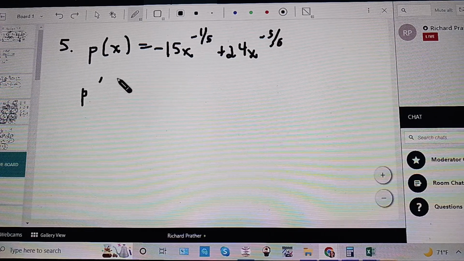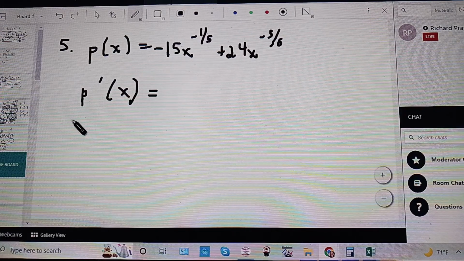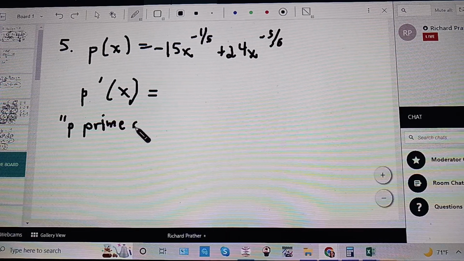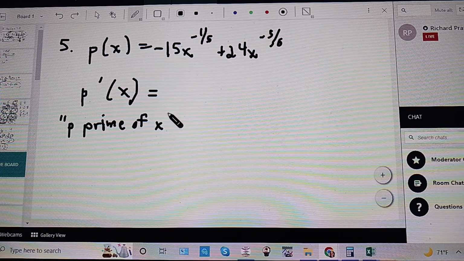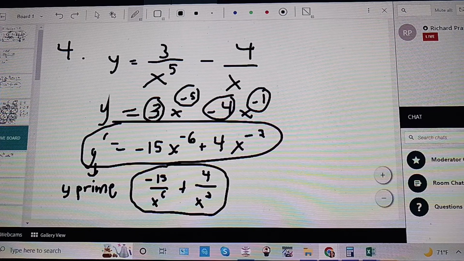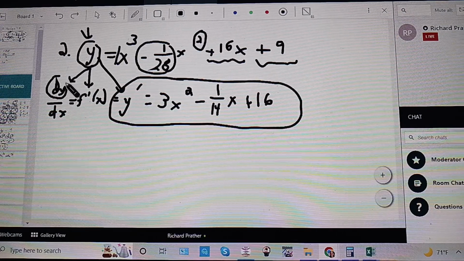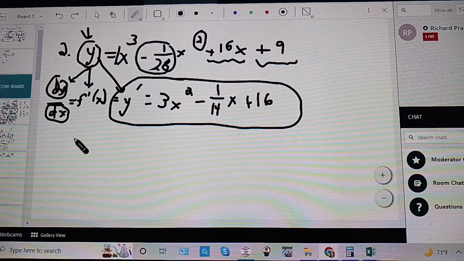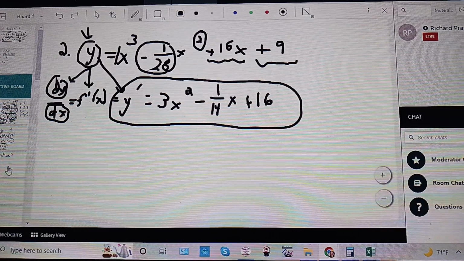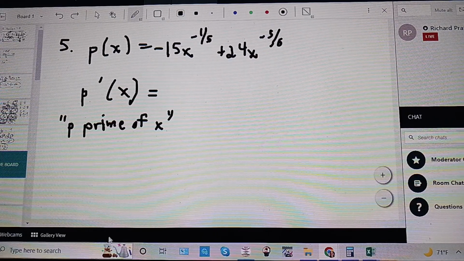So p prime of x, that's why you read that out loud too, I should mention that. P prime, that little apostrophe is read, prime. P prime of x is a way to read that out loud. Or you just say, for this one, you just say y prime. And this, you just say dy over dx, just like it looks. Dy over dx. Which really means the derivative of y with respect to x is the official way to say it.